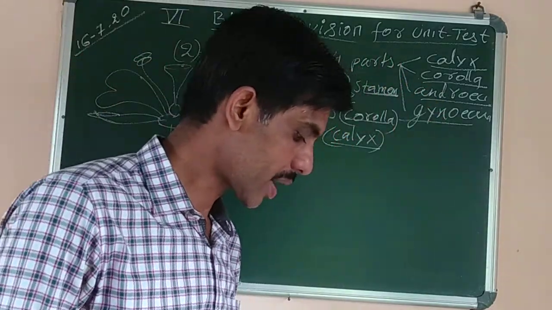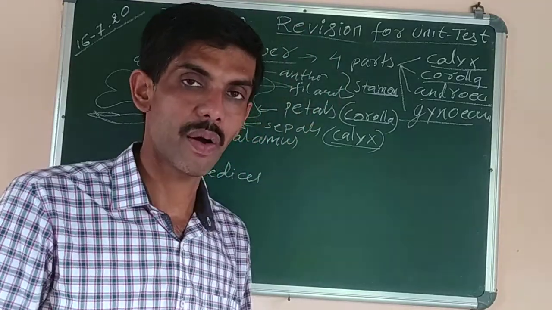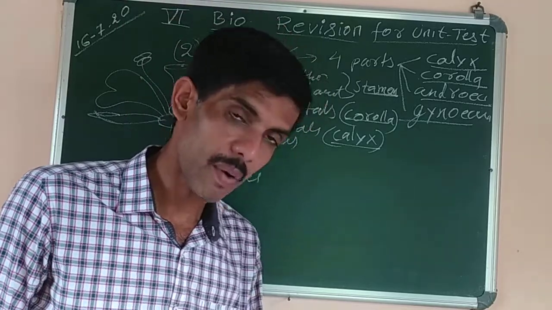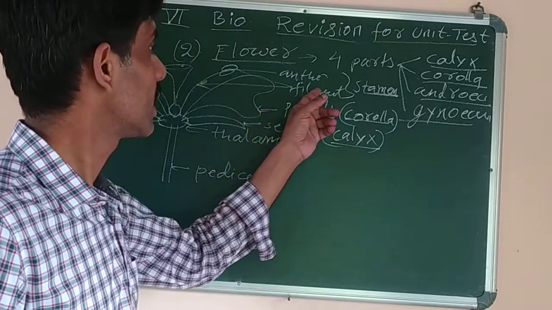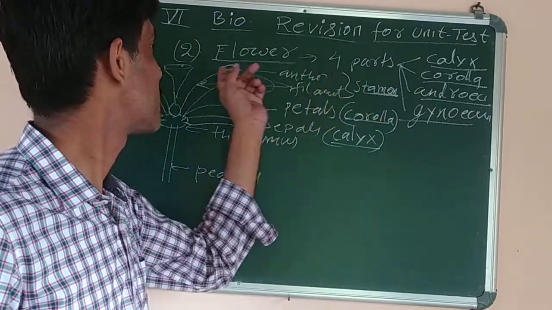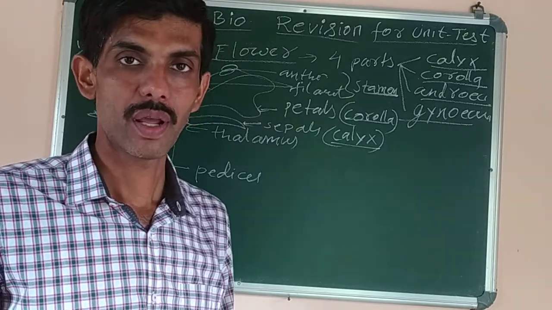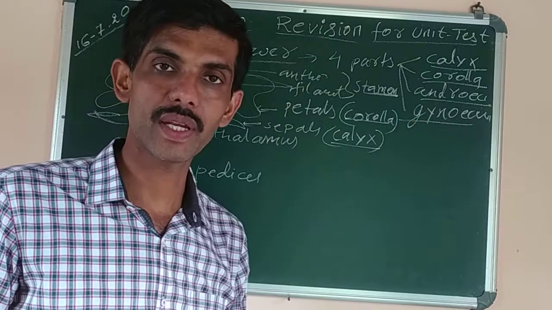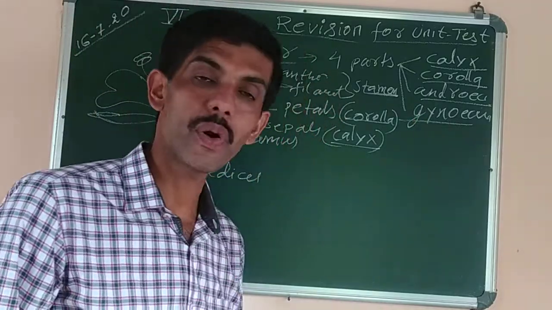Then next, what are the types of flowers? There are two types of flowers: unisexual and bisexual. A flower in which either the male or the female part is present, meaning either the stamen or the carpel is present, is called a unisexual flower. But a flower in which both the male and female parts, androecium and gynoecium, are present is called a bisexual or hermaphrodite flower.